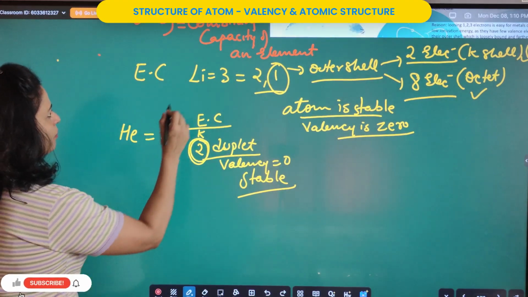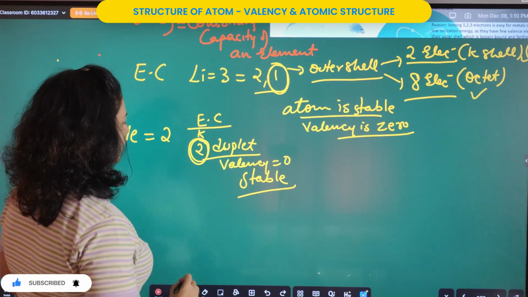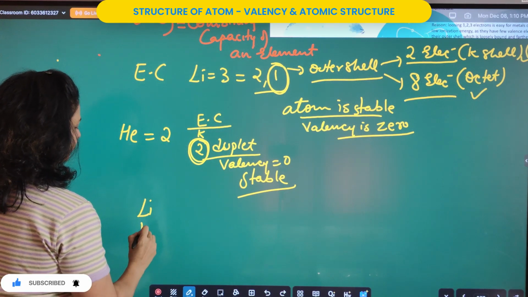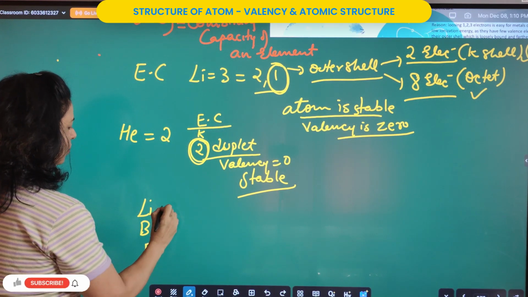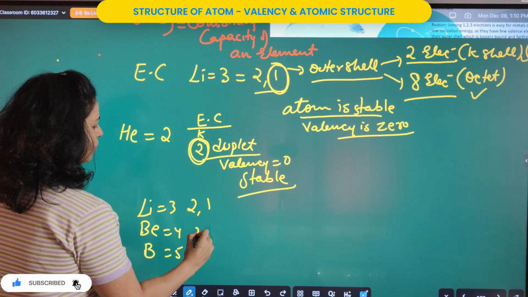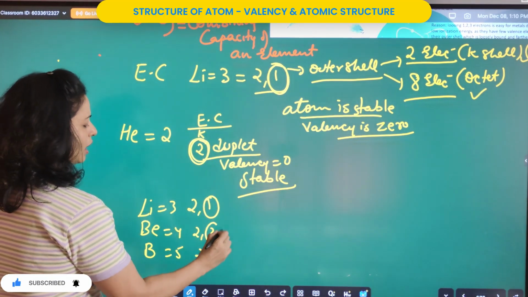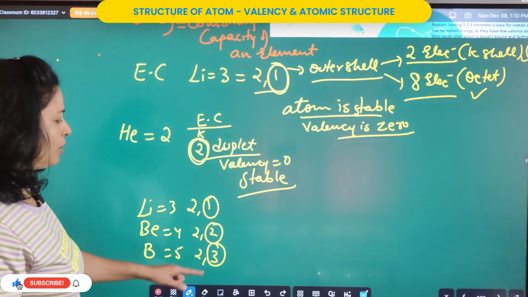But if you see lithium, it has only 1 electron in the last shell. Now if you see lithium, beryllium, boron, atomic numbers 3, 4, 5, the ECs are 2, 1; 2, 2; and 2, 3. So here the last shell has 1, 2, 3 electrons.